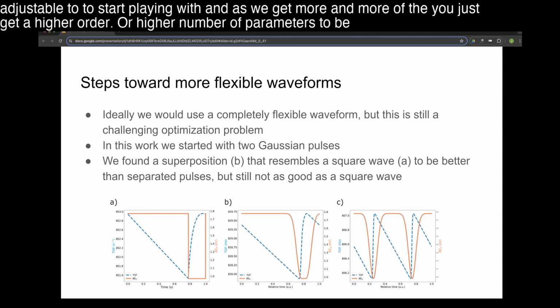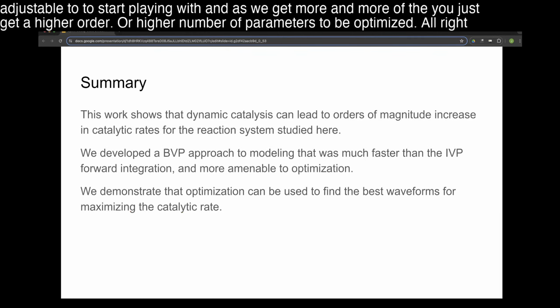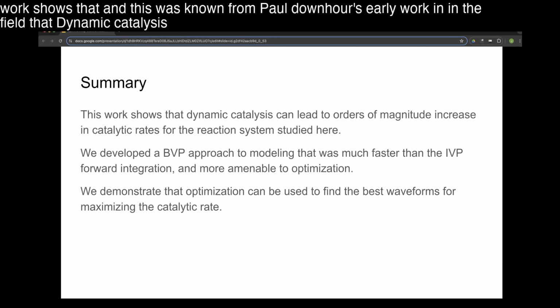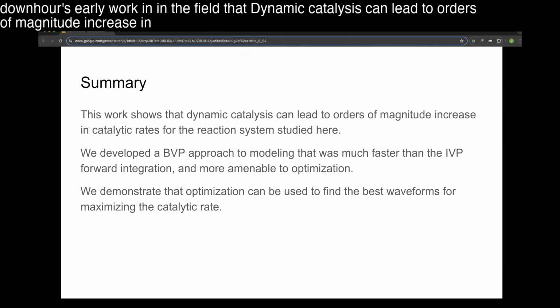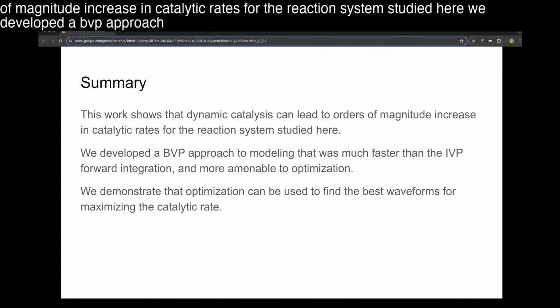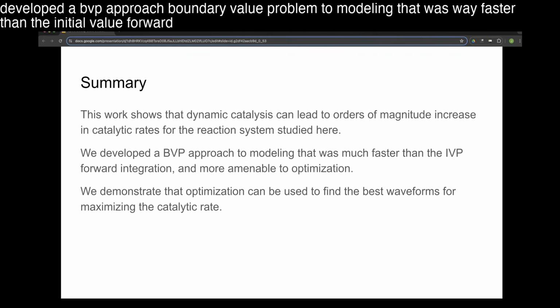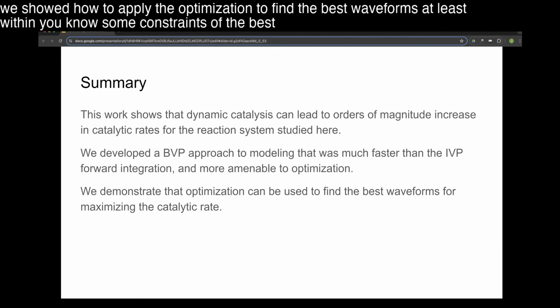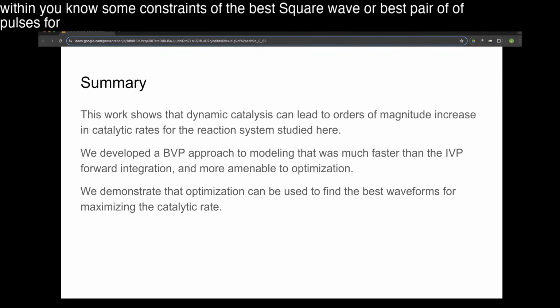All right, so in summary, this work shows that, and this was known from Paul Dauenhauer's early work in the field, that dynamic catalysis can lead to orders of magnitude increase in catalytic rates for the reaction system studied here. We developed a BVP approach, boundary value problem, to modeling that was way faster than the initial value forward integration and more amenable to optimization. And we showed how to apply the optimization to find the best waveforms, at least within some constraints of the best square wave or best pair of pulses for maximizing the catalytic rate.